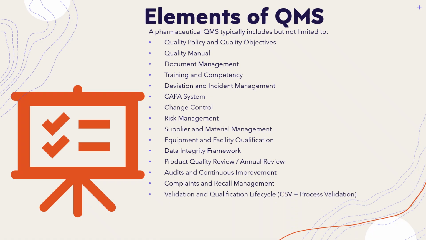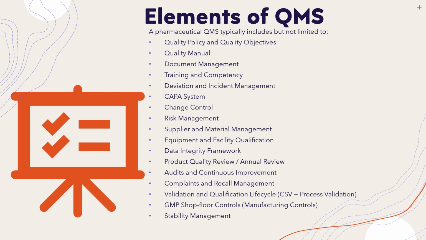Next is validation and qualification, including CSV and process validation. It covers process validation, method validation, cleaning validation, and CSV, that is computerized system validation, which ensures the processes consistently produce quality products. So this is also a very key element of the QMS. Next is GMP shop floor control, that is manufacturing controls, which includes batch documentation, in-process control, line clearance, labeling controls, and material traceability, etc.